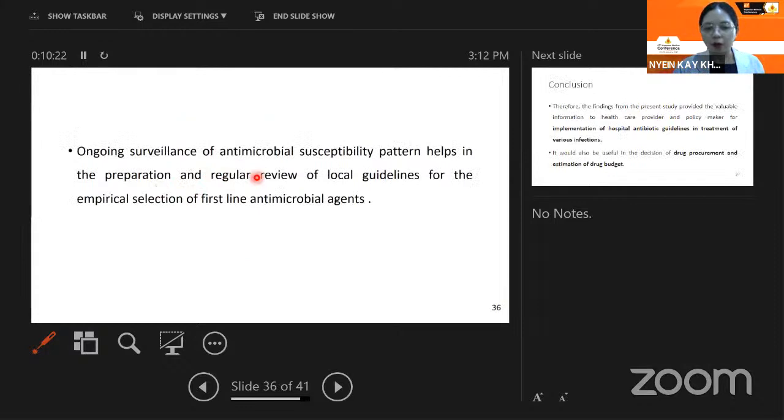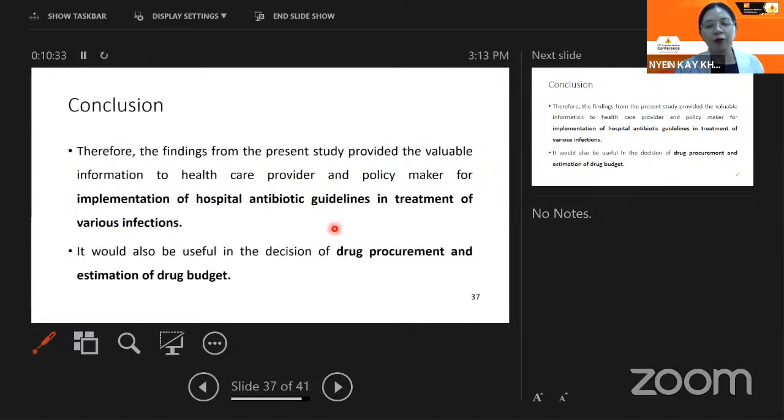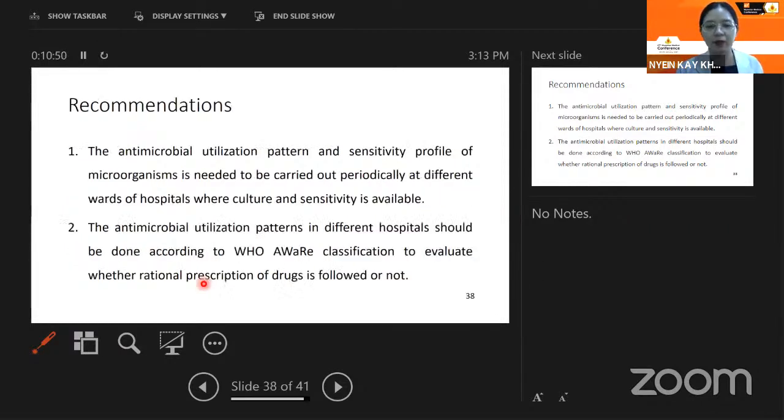Ongoing surveillance of antimicrobial susceptibility patterns helps in the preparation and regular review of local guidelines for the empirical selection of first-line antimicrobial agents. For the conclusion, the findings from the present study provide information for the implementation of hospital antibiotic guidelines in the treatment of infection. It is also useful in the decision of drug procurement and estimation of drug budget.